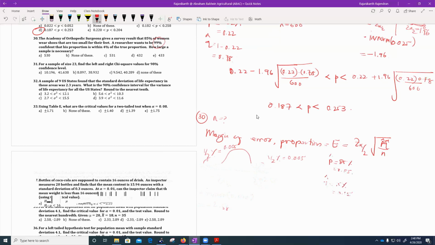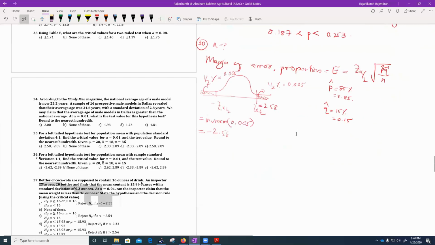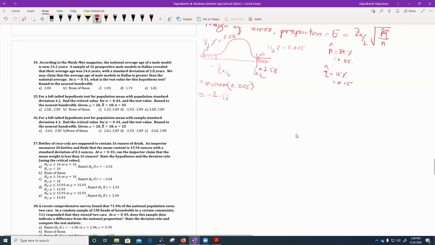So you know everything now. Plugging into this, you can find the margin of error. Therefore, my margin of error E is Z alpha over 2, which is now 2.58, times the square root of P hat, which is 0.85, times Q hat, which is 0.15. Then you need to divide by n. n is the question. We don't know that. Now this is the margin of error.